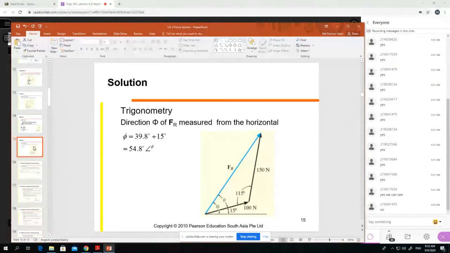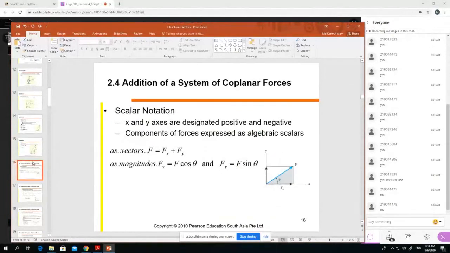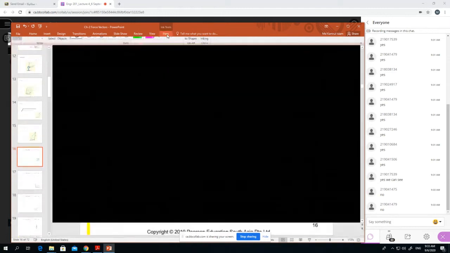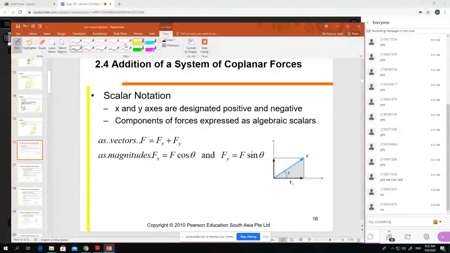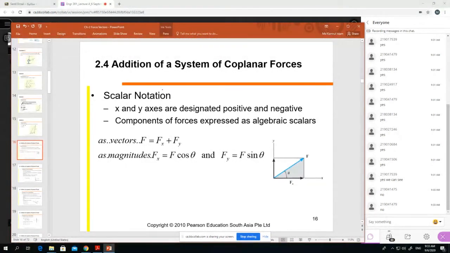No. So we now start a new session: scalar notation, addition of a system of coplanar forces.